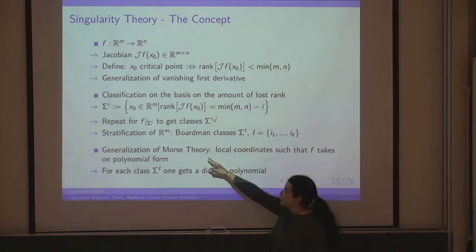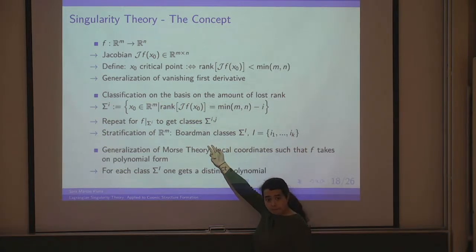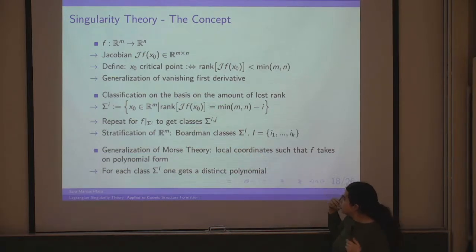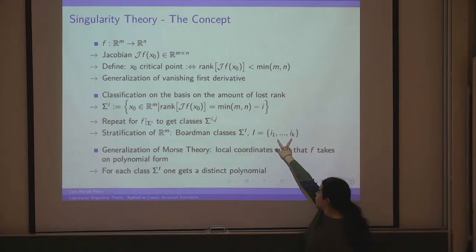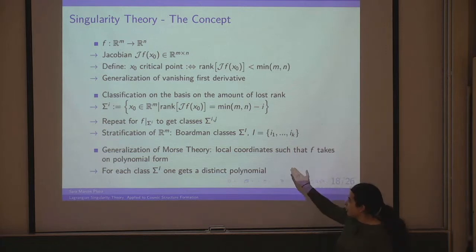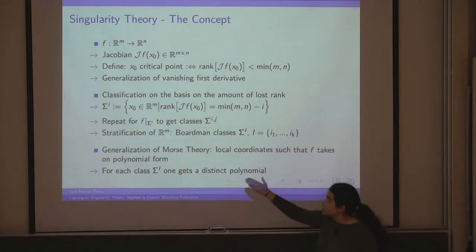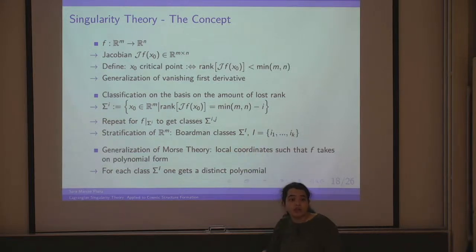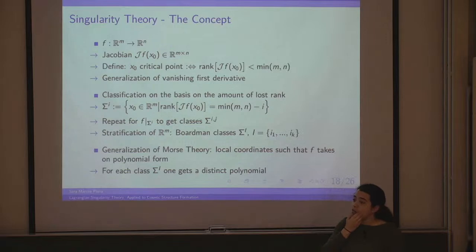And this is exactly what the mathematician Boardman did. And this got him to the classes sigma I being a sort of indices group. The interesting thing about this is that this gives you a stratification of the source space of the function. A stratification is a patchwork of manifolds of a sort. So you don't have a manifold, but you have like manifolds sewn together in a nice way.